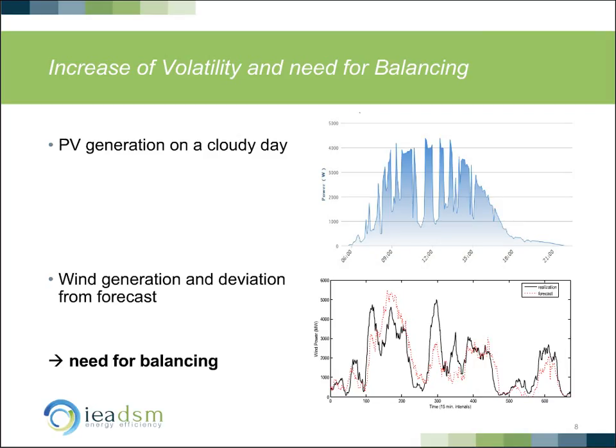And even more varying is wind generation and the deviation from the forecast. So what you see in the lower picture is the realization of a wind turbine as compared to the forecast. And as you can see, at some times the forecast is higher than the realization, and in other times the forecast is lower. And also the total system has to compensate for that. And a part of the system is the possibility to have demand response.